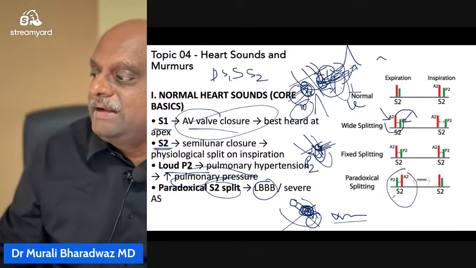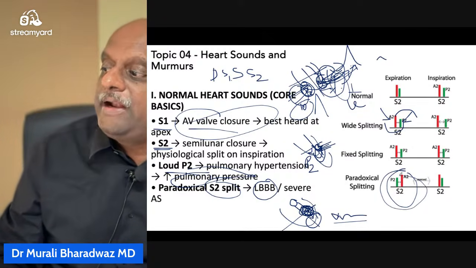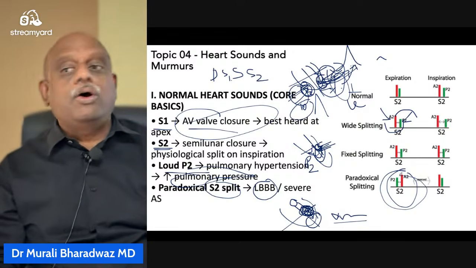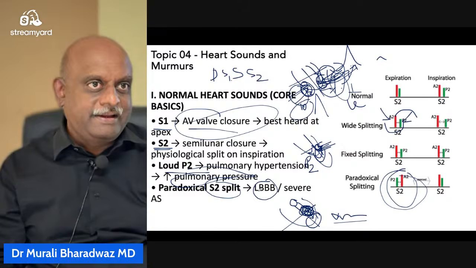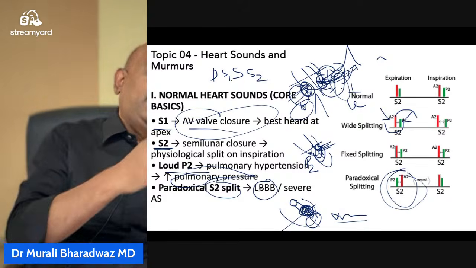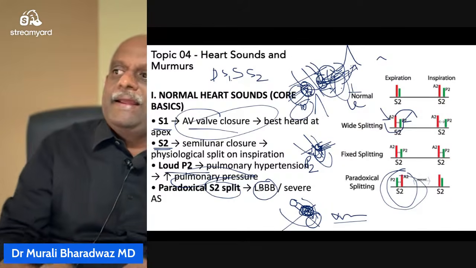So that is the reason P2 precedes the A2. You call it paradoxical splitting, is what you need to remember. Clear? అంటే అయోటిక్ వాల్వ్ క్లోజ్ కావాలంటే క్రైటీరియా ఏంటి?